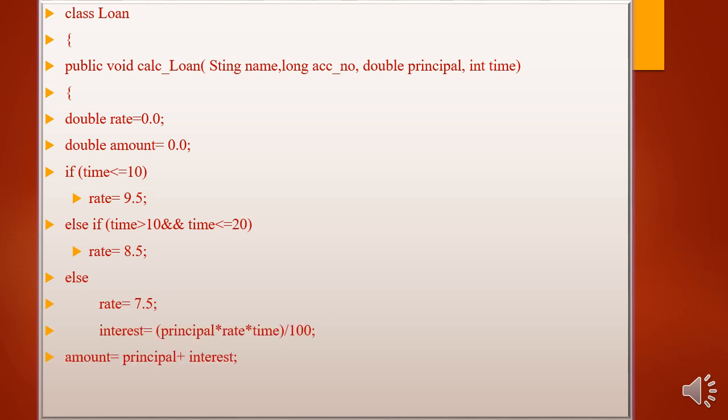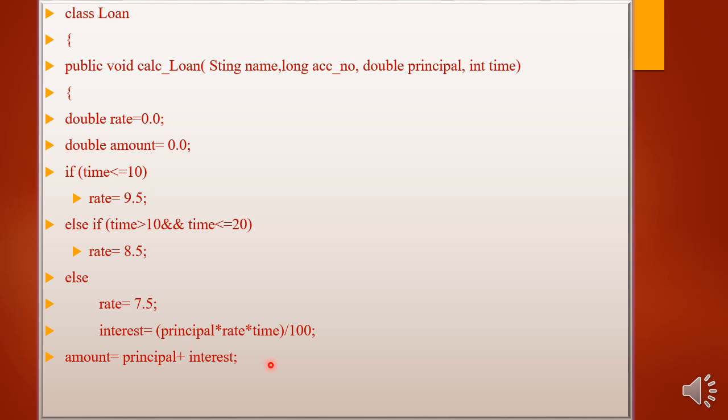So, the interest is calculated by using the formula interest equals principal star rate star time slash 100. So, the interest will be stored in the variable interest, and then we have to add that interest along with the principal to find out the amount. So, here we use the statement amount equals principal plus interest. So, as per the given criteria in the question, we have calculated the interest and the amount.